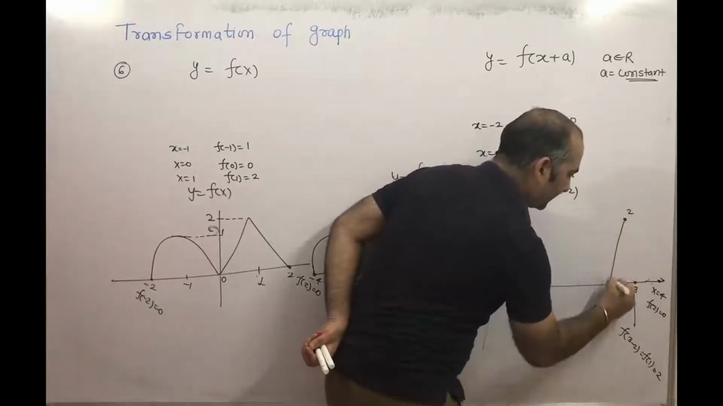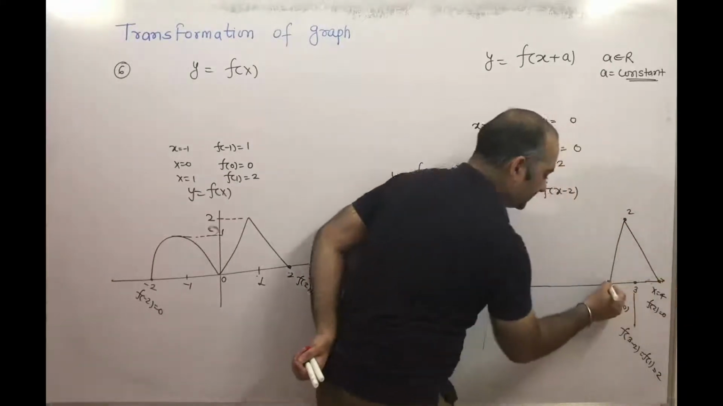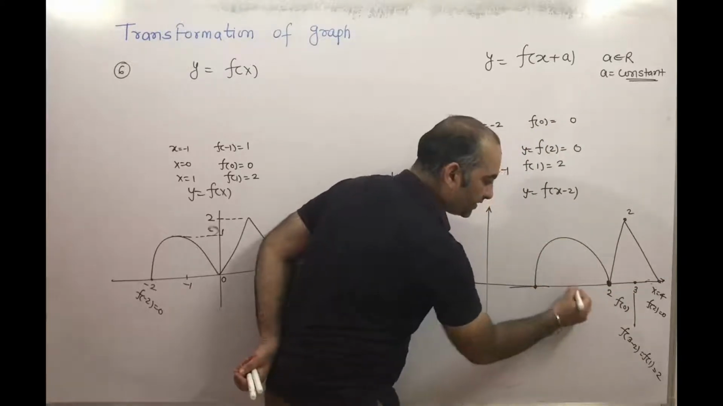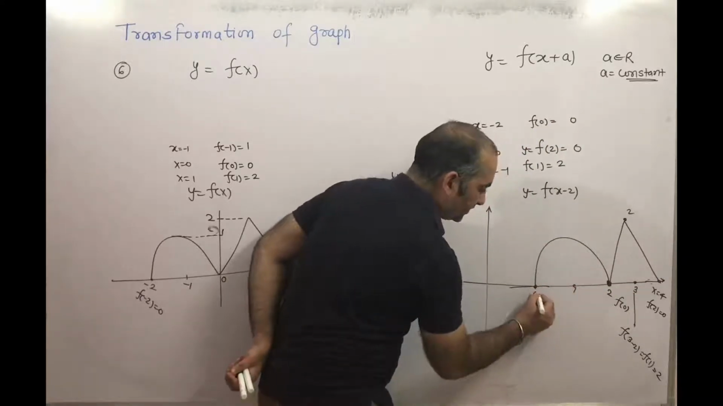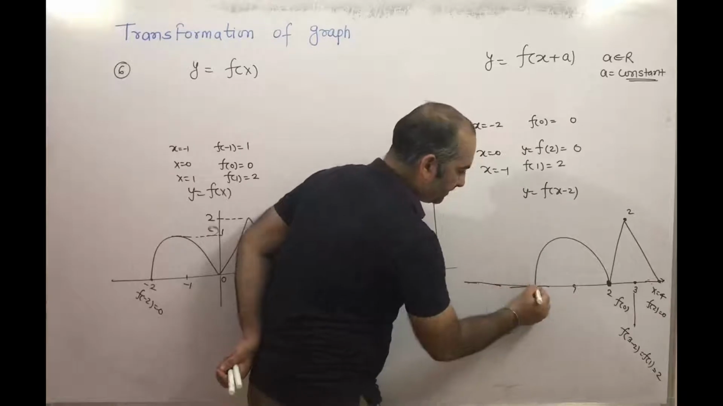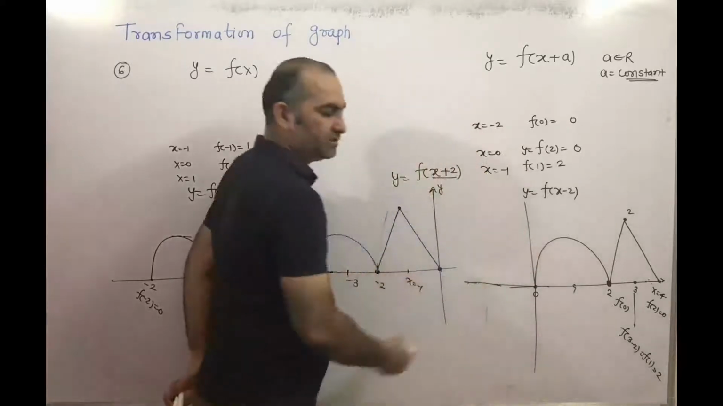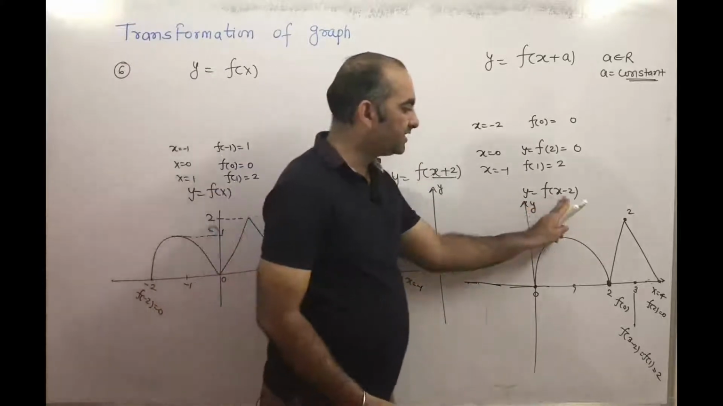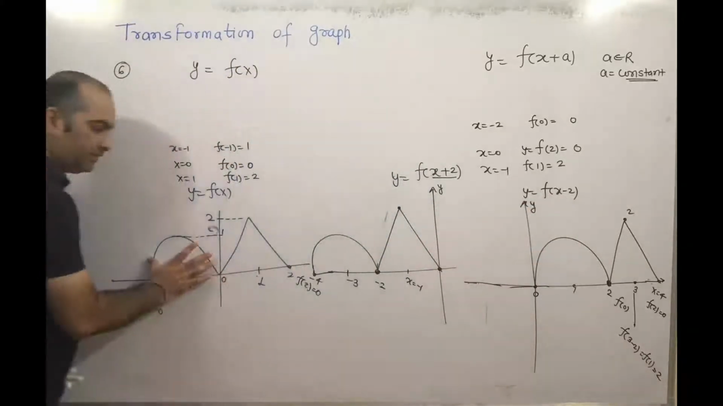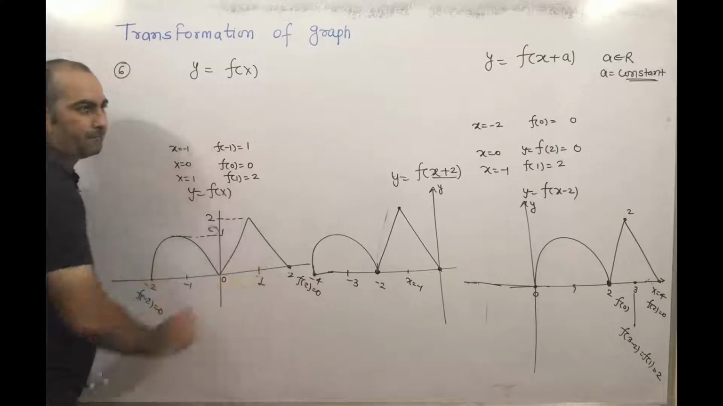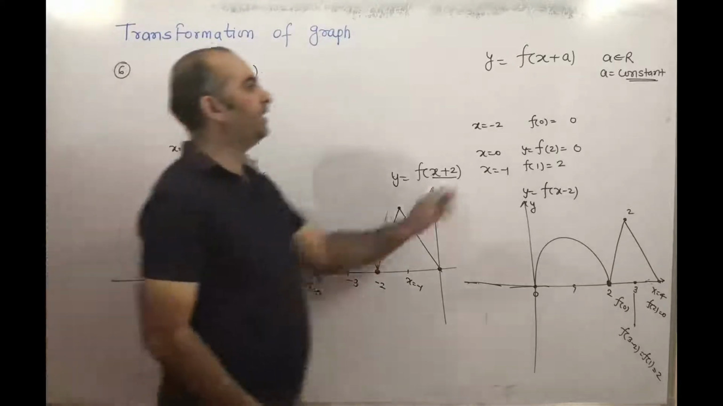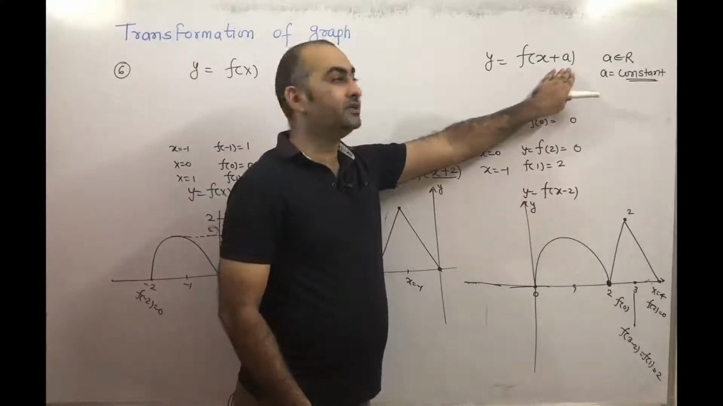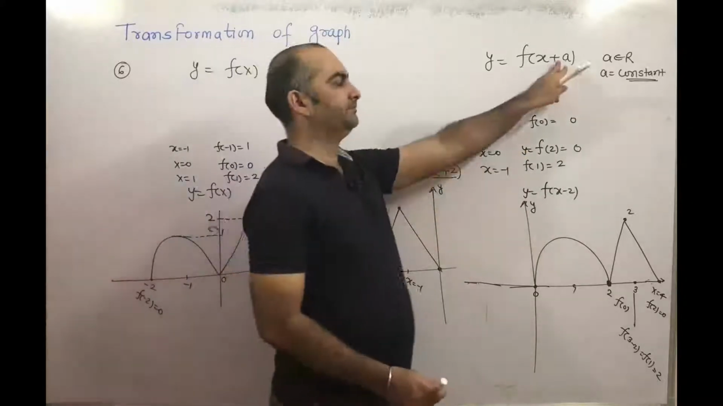So here will come this triangle. Similarly, this side will come this one. What is this point? 1, and this point is 0. So this is the y-axis. If we have f of x minus 2, that means this graph we have to shift 2 units this side. So whenever we have y equal to f of x plus a, then the shifting of the graph will depend on a.